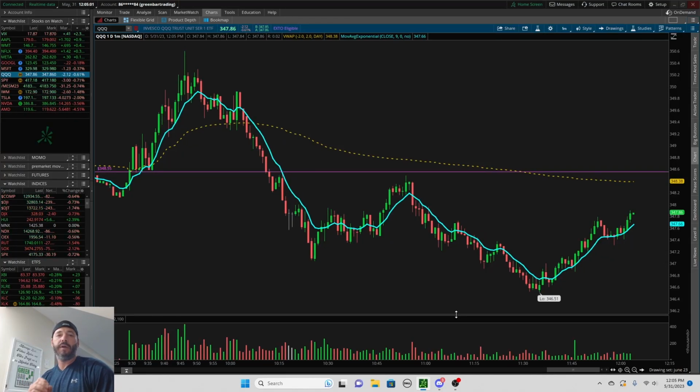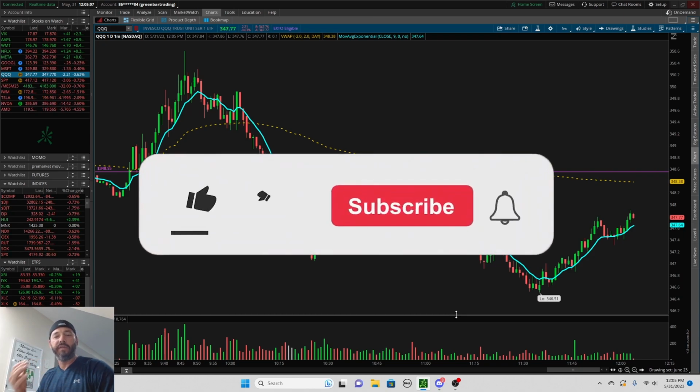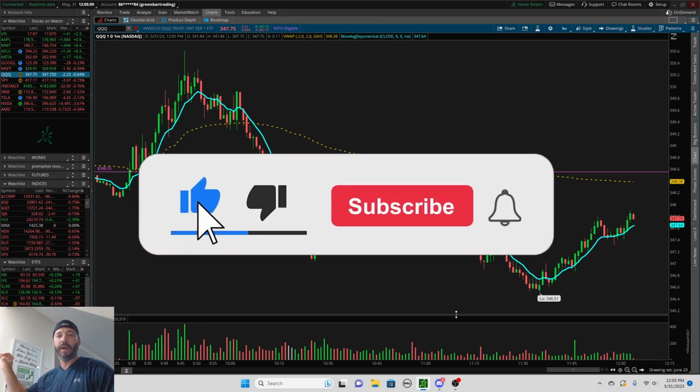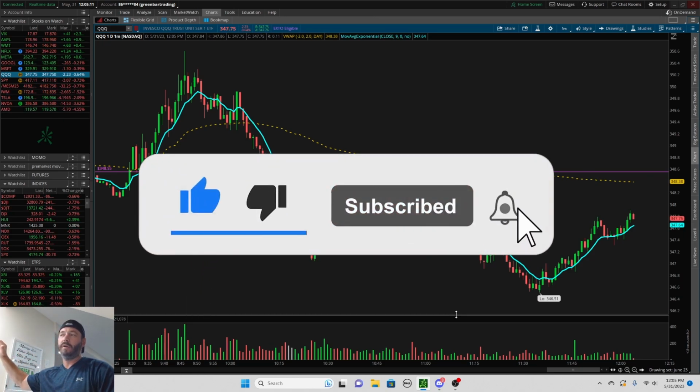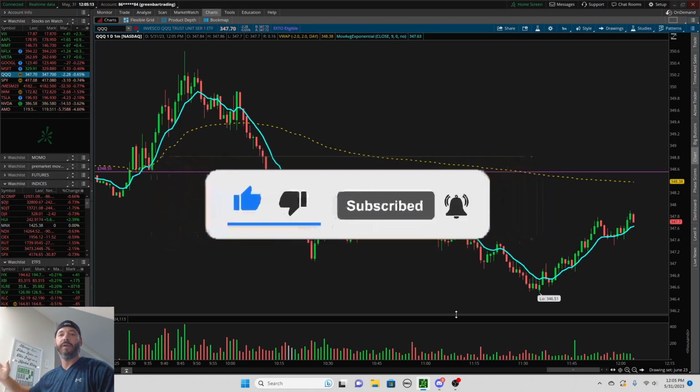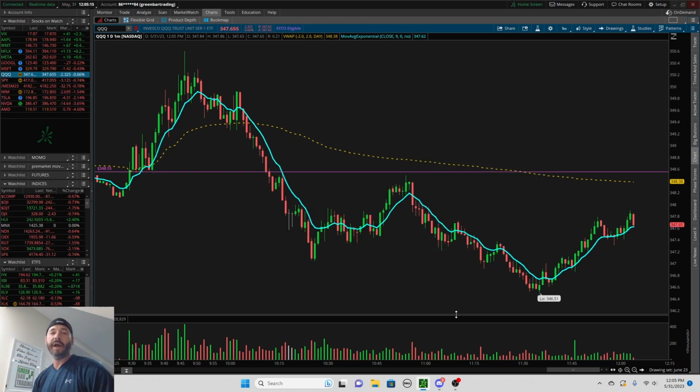Going to go over how I use the 9 EMA when trading momentum. So if a market or a stock is trending, right, on a nice upswing or downswing, I like to use the 9 EMA as a reference point to get a pullback to continue that move.